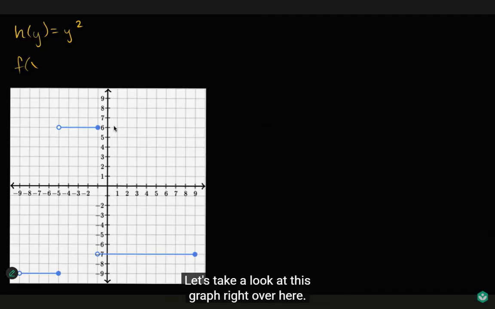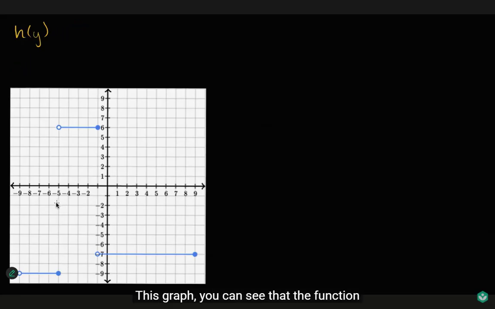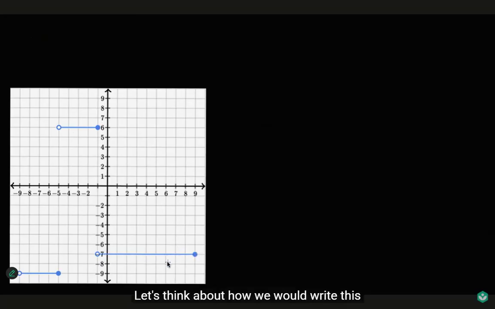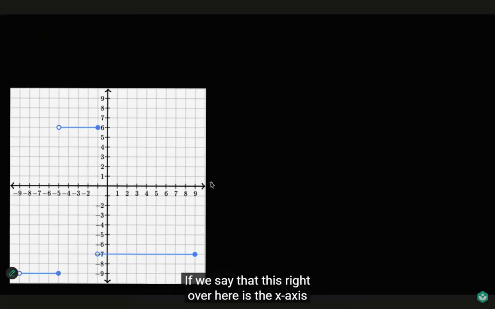And so let's take a look at this graph right over here. This graph, you can see that the function is constant over this interval for x, and then it jumps up in this interval for x, and then it jumps back down for this interval for x. So let's think about how we would write this using our function notation. So if we say that this right over here is the x-axis, and if this is the y is equal to f of x axis, then let's see, our function f of x is going to be equal to, let's see, there's 3 different intervals. So let me give myself some space for the 3 different intervals.